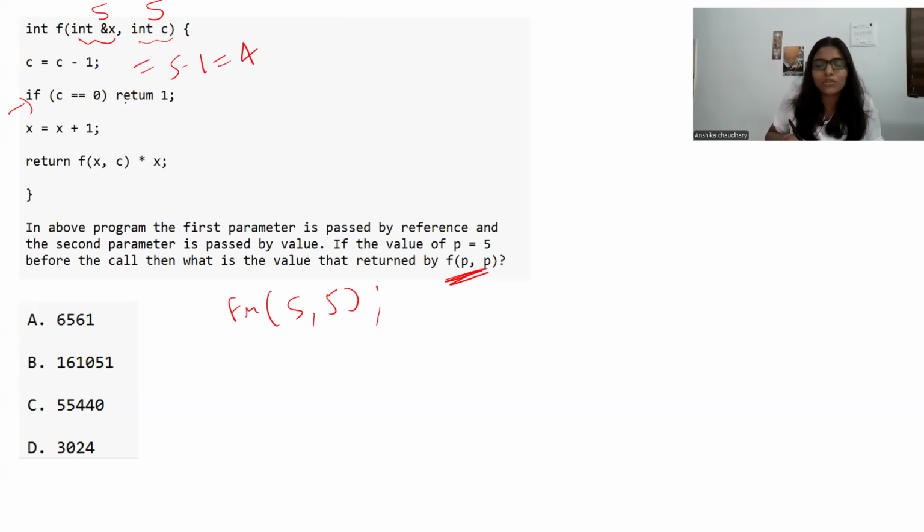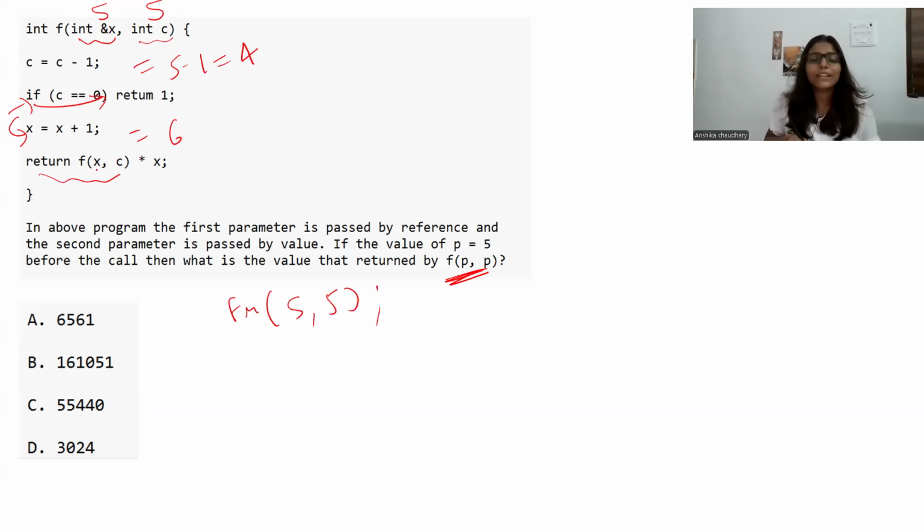Now let's check if c is equal to 0. So we have 4. Is 4 equal to 0? No, so we will come here. If the condition is not true, we will directly jump to the next line, because the return statement is part of the if. So we will not go onto the return. We will directly jump to the next line. In the next line, we are incrementing our x value by 1. So the x value was 5, 5 plus 1 will become 6, right?